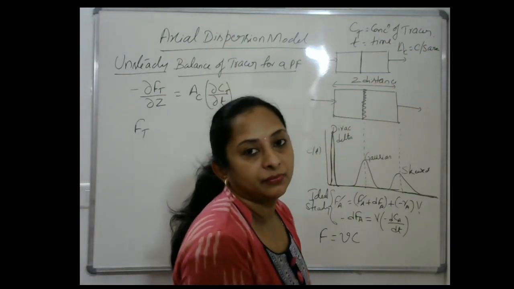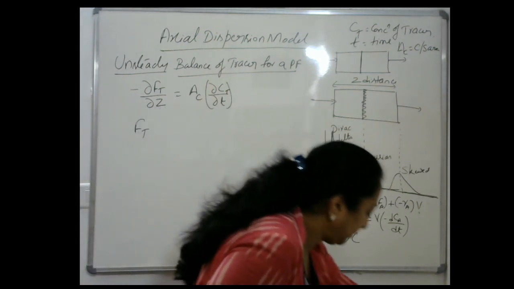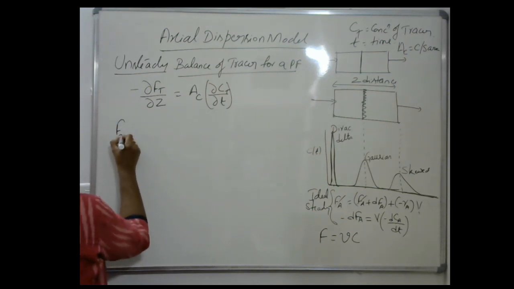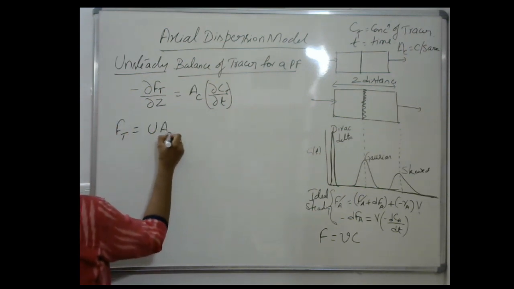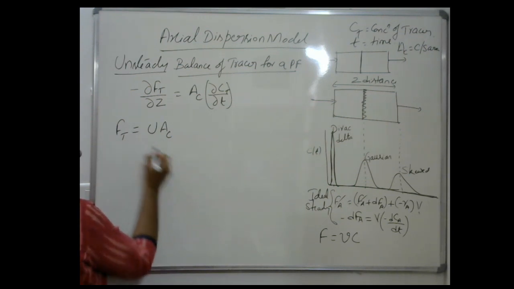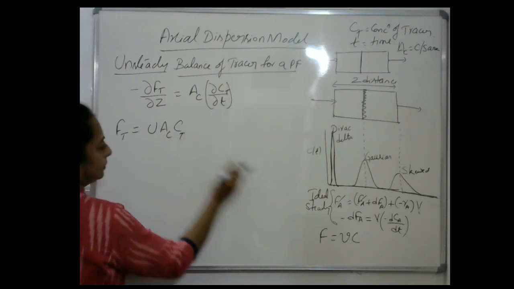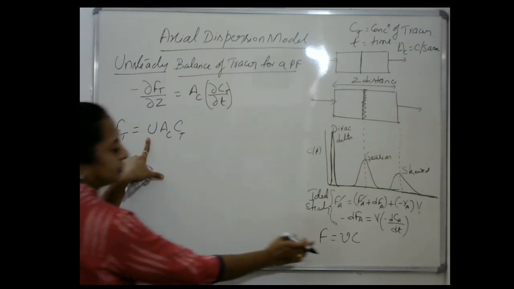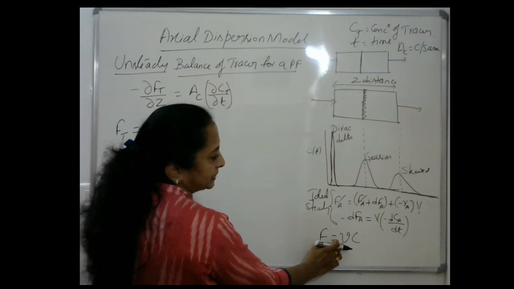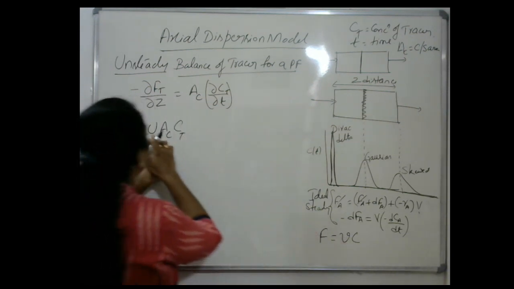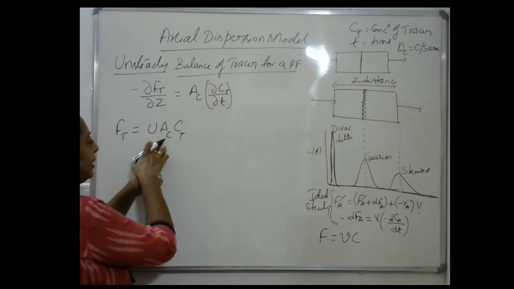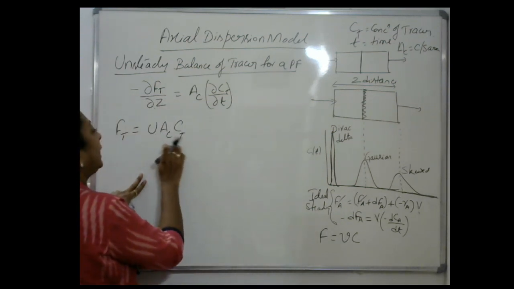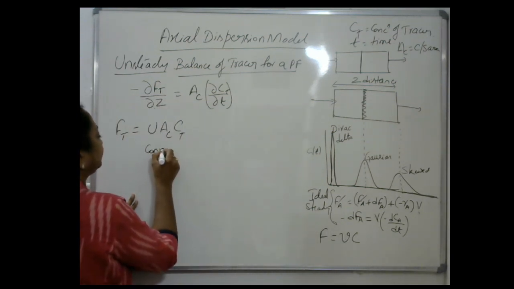So what will this term Ft be now? This term Ft is written as U A C into C, same. See, this V into C, U into AC is nothing but this V only. You will get the same units. U is velocity, and A is cross-sectional area. If you multiply this, you will get the same units as volumetric feed rate. So U A into CT. This is due to convection.